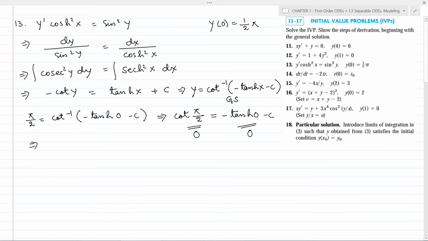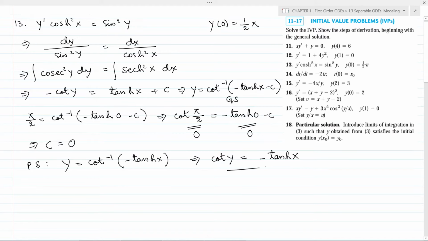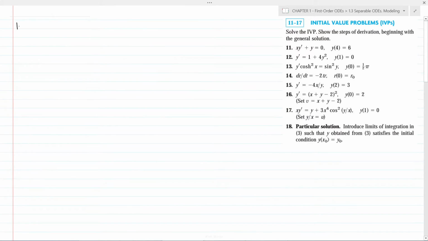So, from here we can write c is 0, and the particular solution we can get by substituting c is equal to 0 in the general solution, which is y equals cot inverse of minus tan hyperbolic x, or cot y equal to minus tan hyperbolic x, and this is the particular solution of the differential equation.